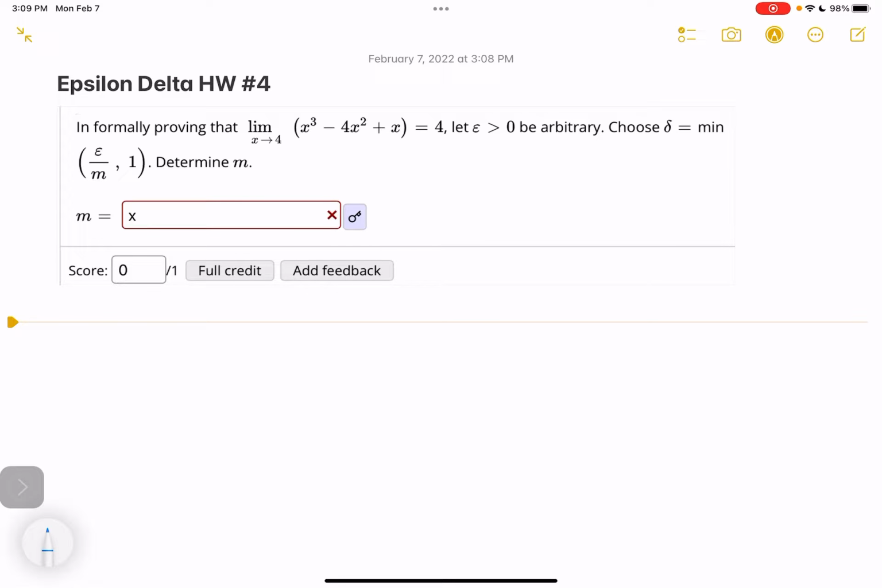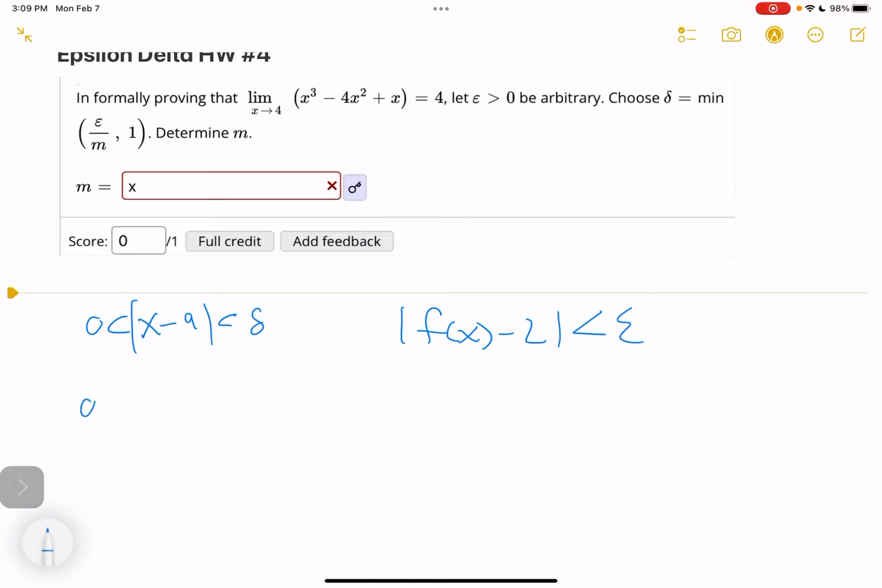So a couple things I want to point out: first of all, remember it's going to be x minus a is greater than 0 and less than delta, and the absolute value of f of x minus L is less than epsilon. So let's put some information into this. We have 0 is less than x minus 4, because our a is 4, is less than delta. And we're going to build up this delta in such a way that we can then determine the two delta choices. They gave us the 1, and the other one is epsilon over m, and we're going to figure out what that would be if we plugged a number in.